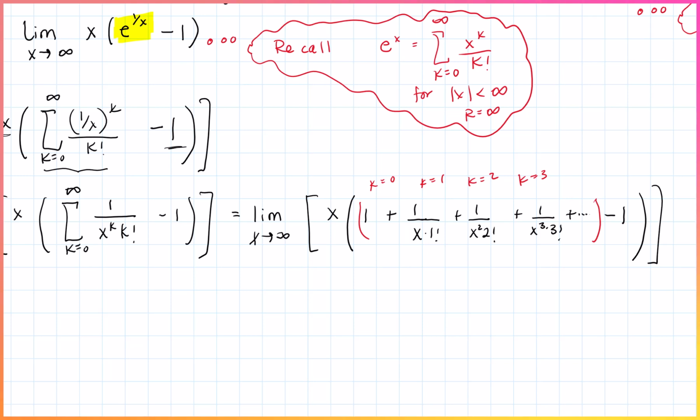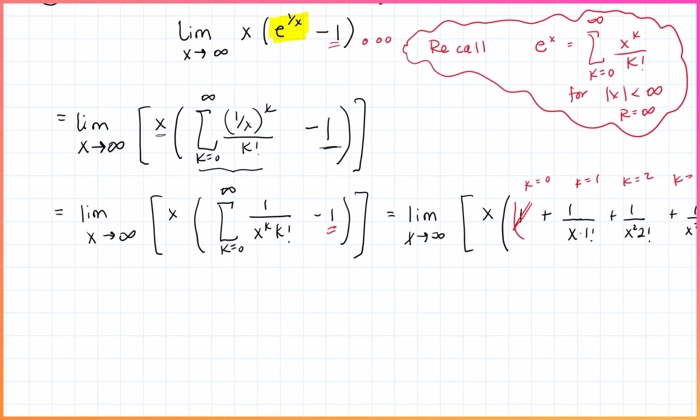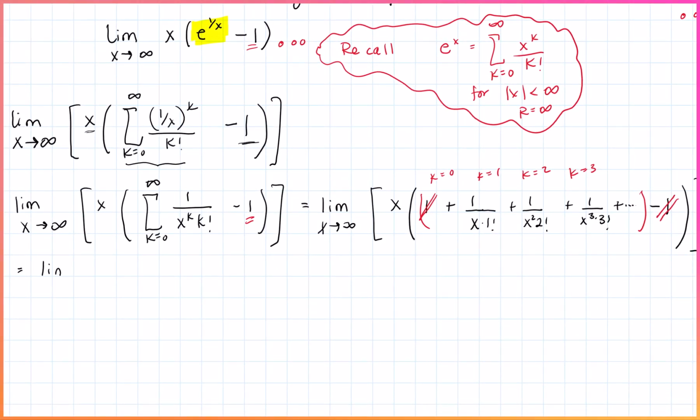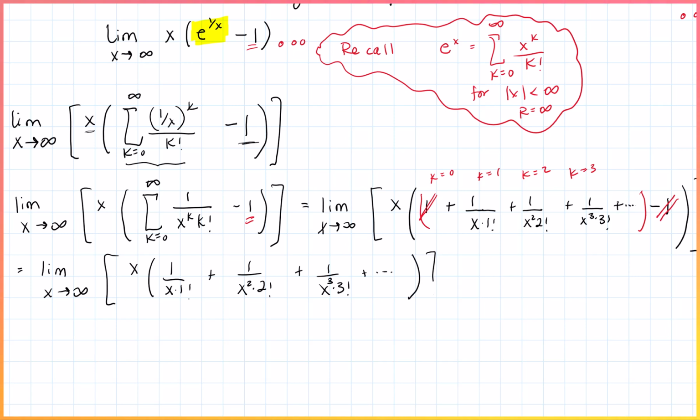Well, notice what happens when we subtract 1. That subtraction of 1 right there from the original problem is convenient because it gets rid of that one constant term. So those cancel, and then we're looking at simply the limit. Let's see if I can get that all on the screen. Then we're simply looking at the limit as x is approaching infinity of x times 1 over x times 1 factorial plus 1 over x squared times 2 factorial plus 1 over x cubed times 3 factorial. And of course that pattern continues. We could rewrite it as a power series if we wanted to, but we're just trying to take the limit.